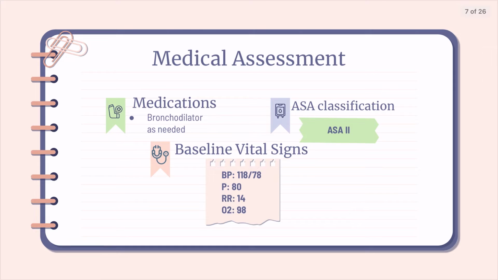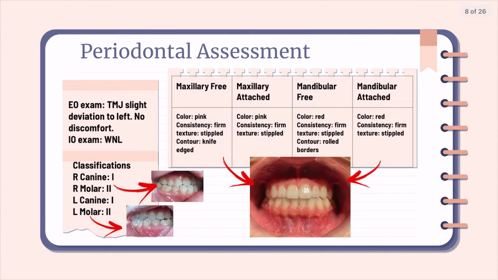Baseline vital signs include BP 118/78, pulse 80, respiratory rate 14, and O2 98, all within normal limits, and I would classify her as ASA 2 because she does have a mild systemic disease. Regarding her periodontal assessment, extraoral exam, she does have a TMJ slight deviation to the left, no discomfort. Intraoral exam within normal limits.